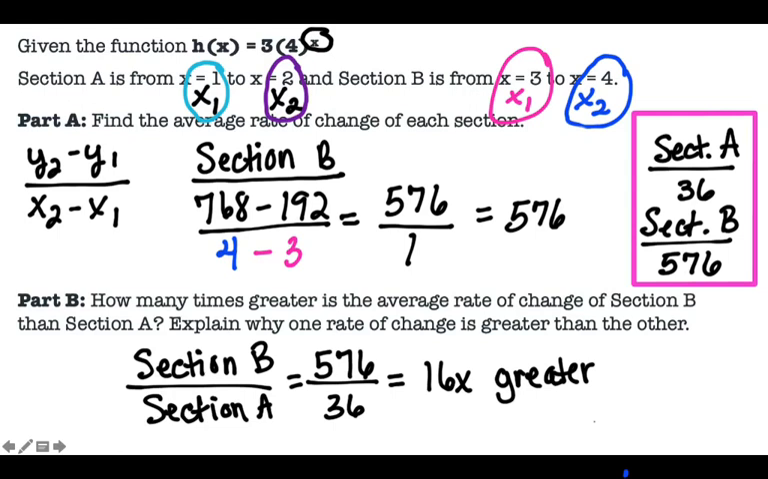So now the second part of part B says explain why one rate of change is greater than the other. So that means you need to look back up and see, well, why did I get a bigger answer for section B than I got for section A? And that's pretty clear. It's because they had higher exponents. So the higher exponents that you're plugging into the equations, the higher answers you're going to get. So because section B had a higher range of exponents, it gave a higher answer.